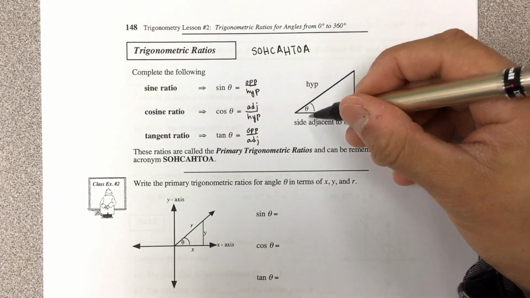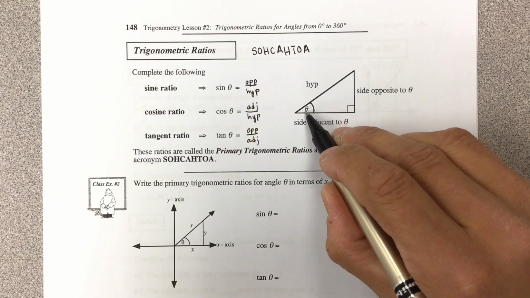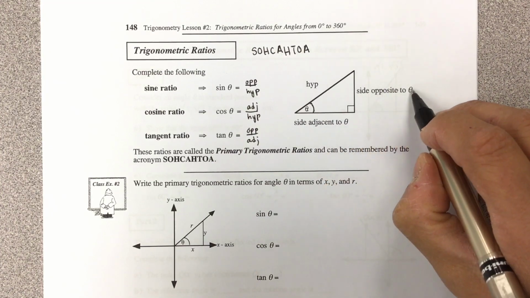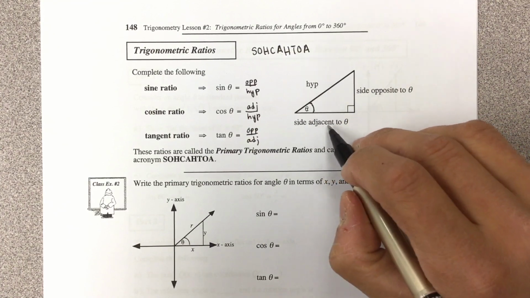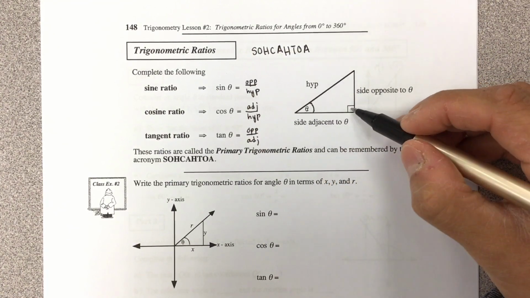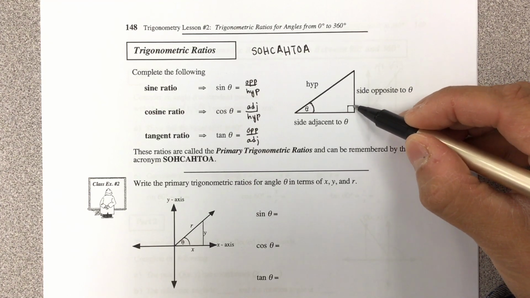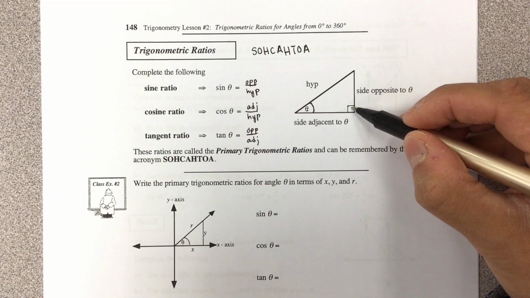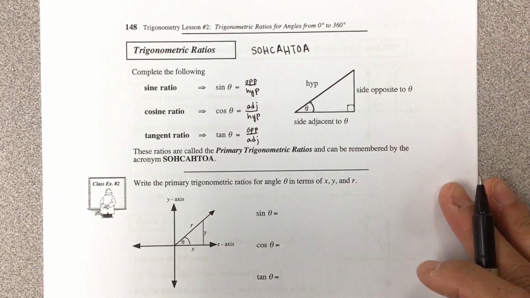All right, and remember the opposite side is in reference to an angle theta. So if this is our angle, this is our opposite side here. If this is our angle, this is the adjacent side. And then my hypotenuse is always directly across from my right angle, and it's always going to be my longest side as well.